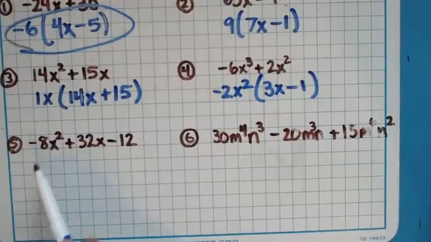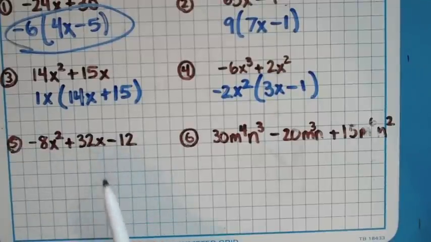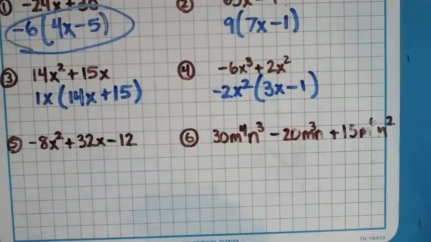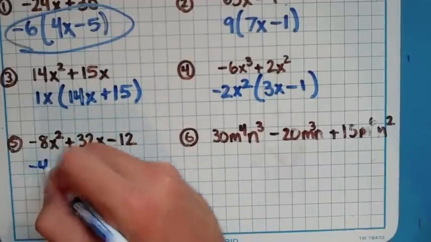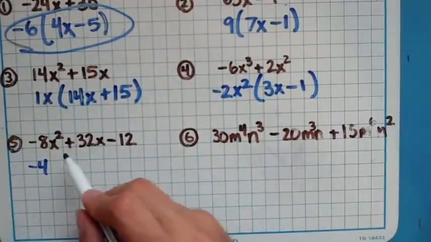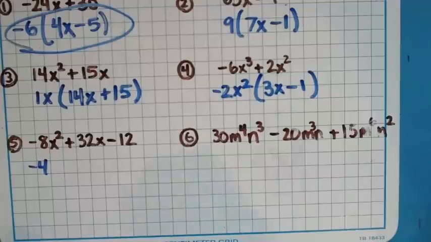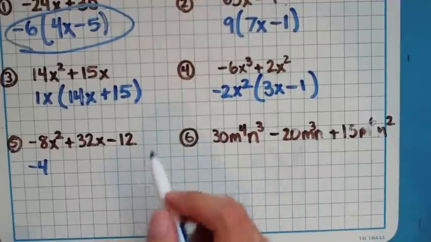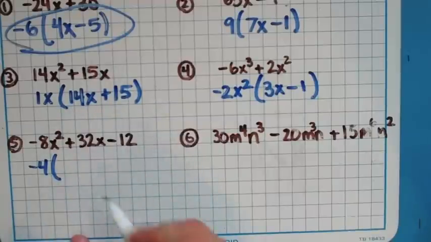So I'm going to check 8. 8 goes into 32, which is good. It doesn't go into 12. It ends up being a 4 in this one. 4 goes into all those. Since this guy is negative, I'm going to take out a negative 4. And if I look at my variables now, x squared, x, nothing. I can't take out any x's because this guy doesn't have any. So I have to just leave it as is, and I'm going to divide everything by that negative 4.